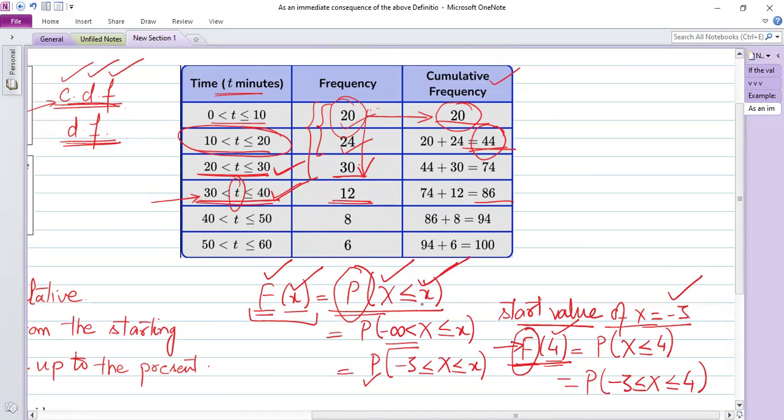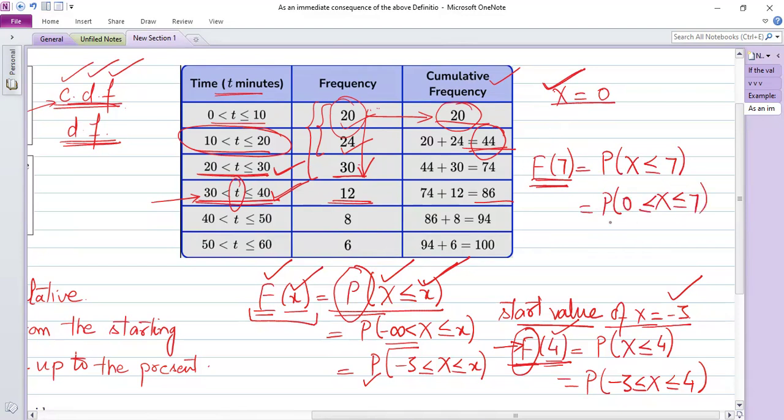And similarly, suppose it is f at 7. I need the value of the CDF at 7, and say the starting value of x is 0. X starts from 0; x may be continuous or discrete, whatever the case. So what will be f at 7? It is nothing but the probability that x takes all values up to 7, starting from the starting point 0.